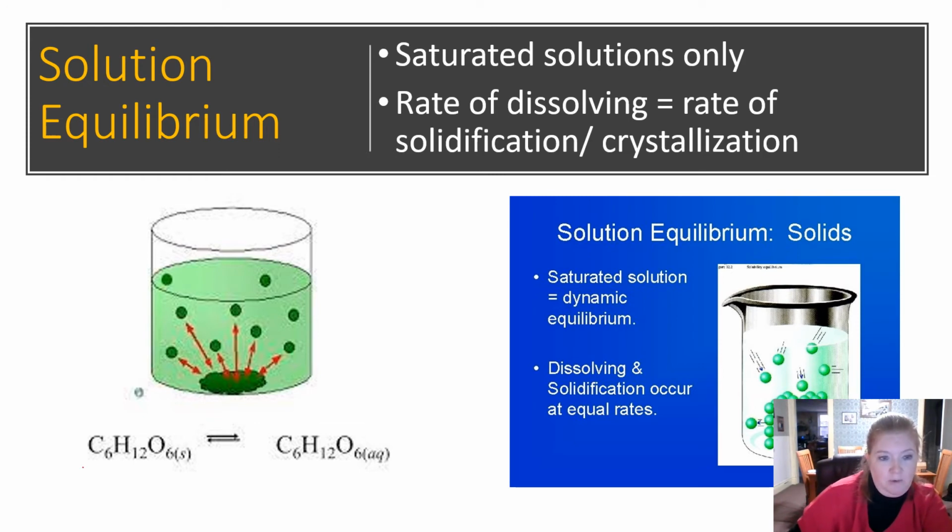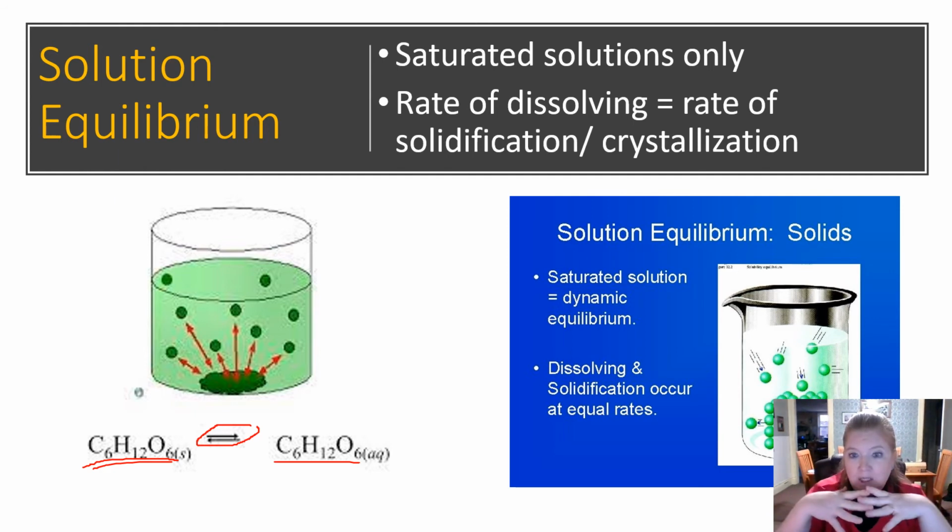So this is glucose, this is some sugar, illustrated here in this beaker. And some of it is dissolving and some of it is recrystallizing. Reversible, dissolving, there's the solid, the crystal. So some is going from solid to the aqueous state, which means it's being dissolved in water, and some is going from the aqueous state dissolved in water back to the solid, solidification or crystallization. So those rates are equal when we have a solution equilibrium.